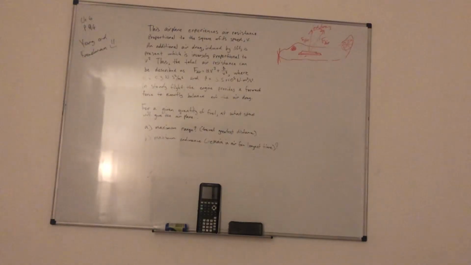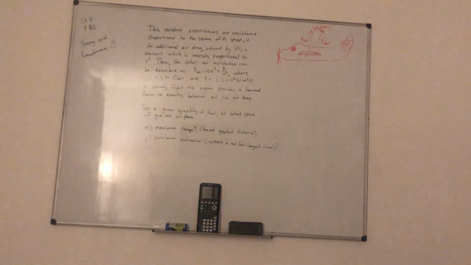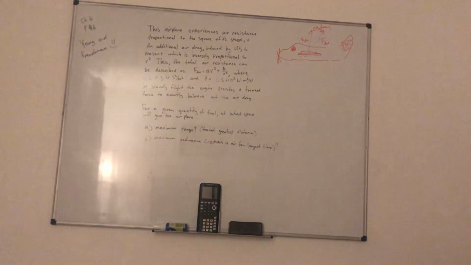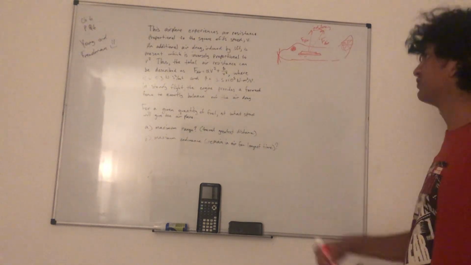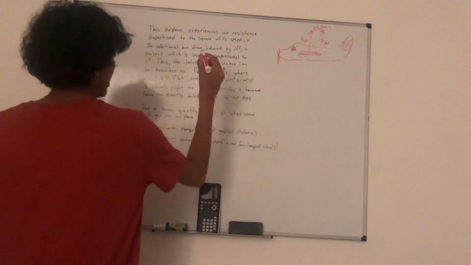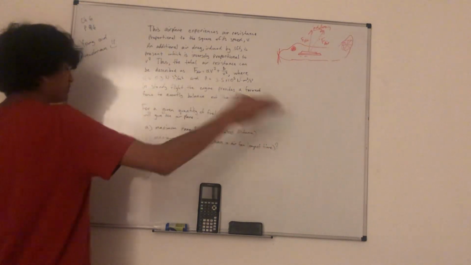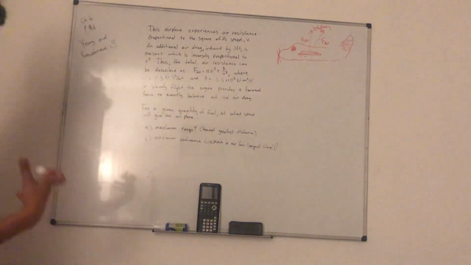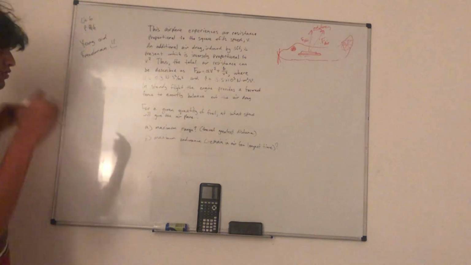I know that's a little hard to read, but basically it says that this airplane experiences an air resistance proportional to the square of its speed v. And there's an additional air drag induced by lift, and it's inversely proportional to v squared. So the total air resistance can be described as alpha v squared plus beta over v squared, where alpha is 0.3 newton second squared over meter squared, and beta is 3.5 times 10 to the fifth newton times meter squared over second squared. So we have two constants here, and there is some air resistance, right?